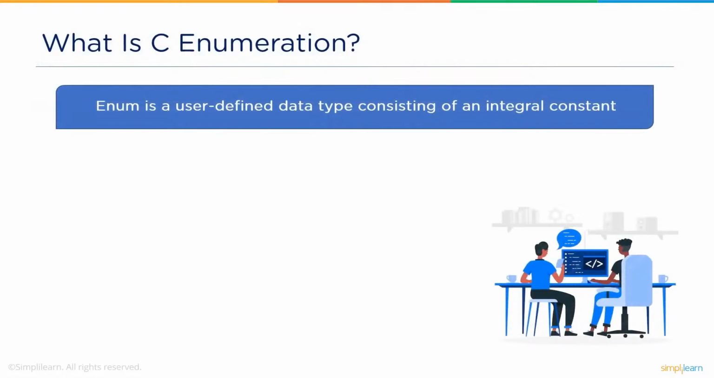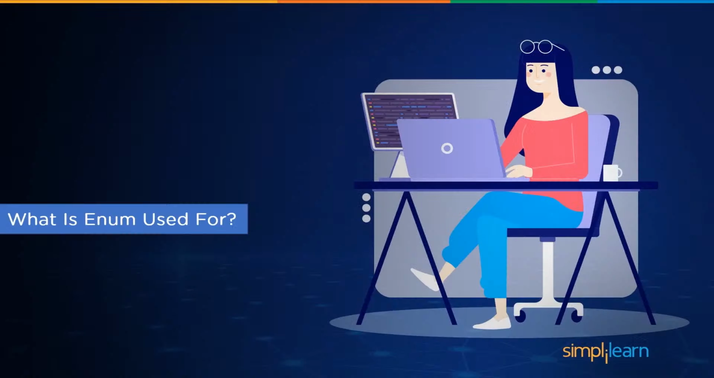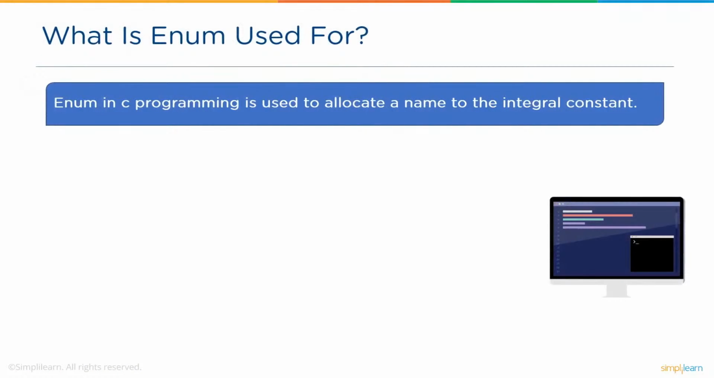Enum is a user-defined data type consisting of an integral constant. In short, enum is a keyword that allows a user-defined data type consisting of a set of integral constants. The syntax is enum, enum name, and a list of constants separated with the help of the comma operator. Now let's see what enum is used for. So basically, enum is used to allocate a name to the integral constant.